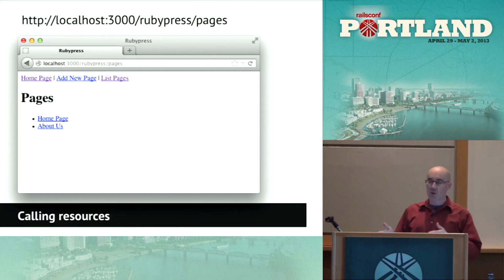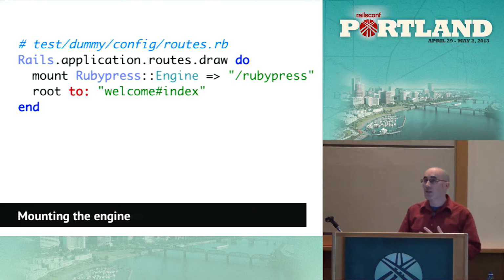And so where does that actually come from? Because we haven't specified that anywhere in our project so far. Well, the answer is in the application itself. What you're looking at here is the application routes file. And you can see that we add the engine using this mount method and then give it the path that we want the engine to be mounted at.